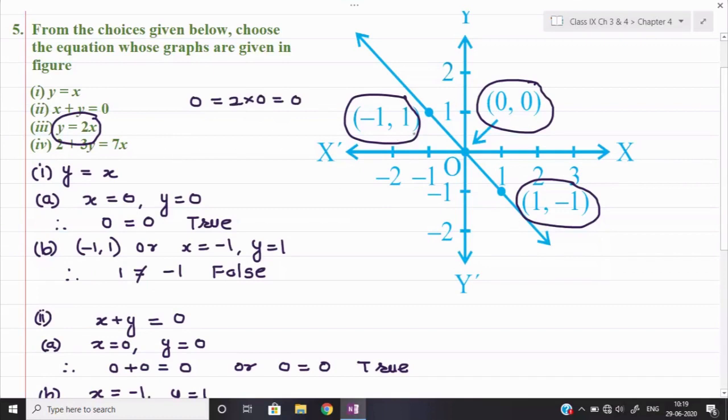But if you put minus 1 comma 1, meaning the value of y you put as 1 and the value of x you put as minus 1, then 2 into minus 1 will be equal to minus 2, and you see 1 and minus 2 are not equal, right? So we can say that this equation also does not pass through the given points, or all the 3 points are not satisfying this equation.